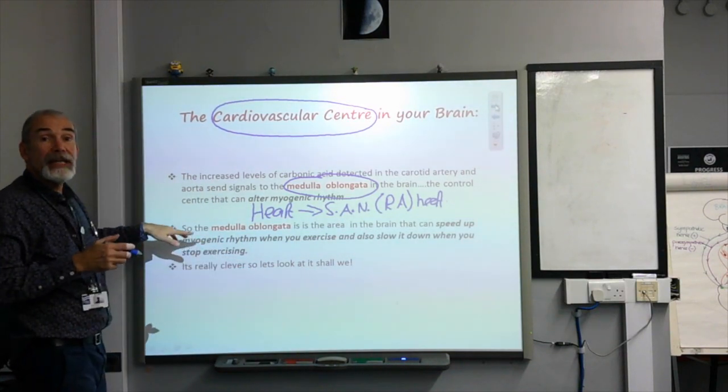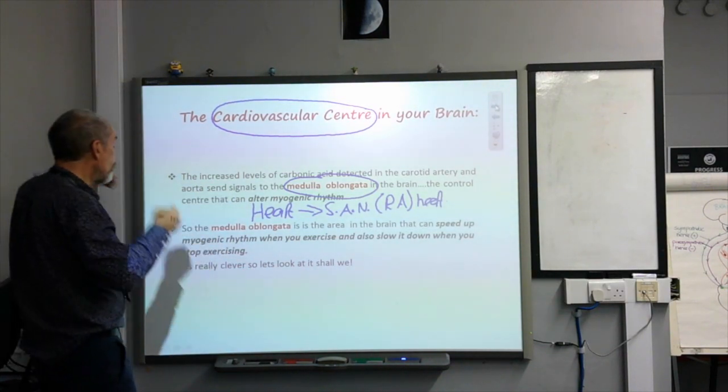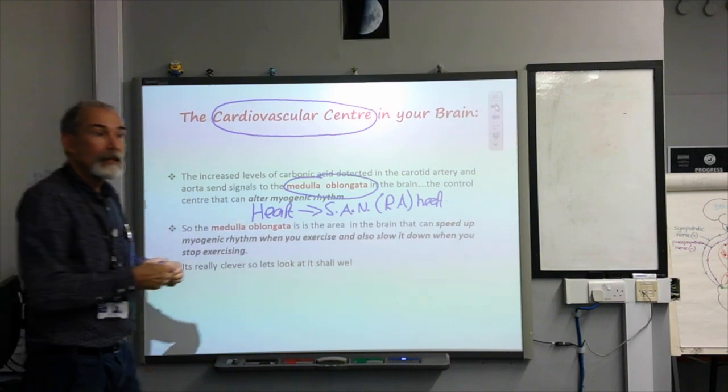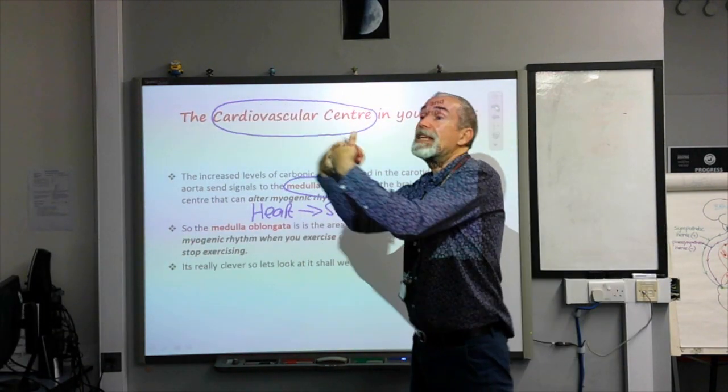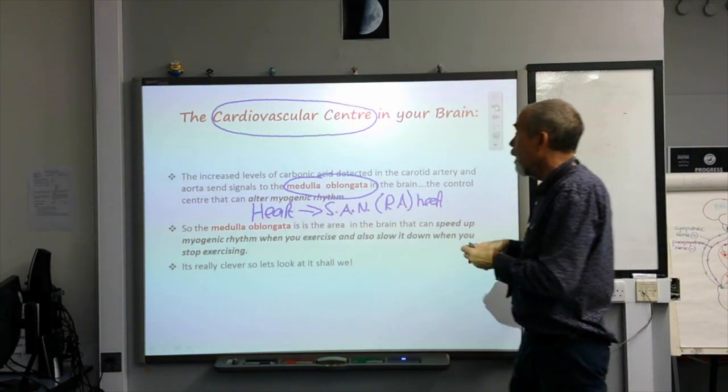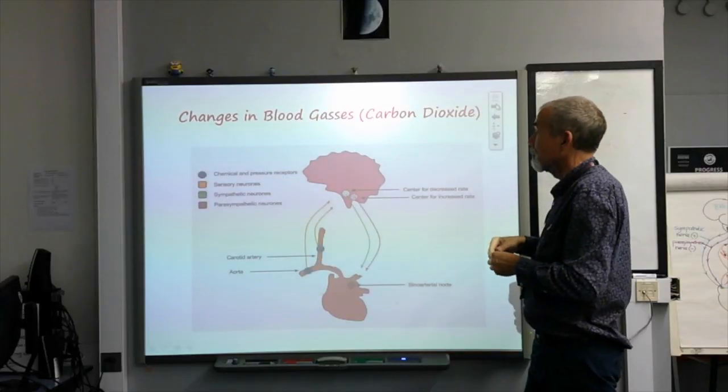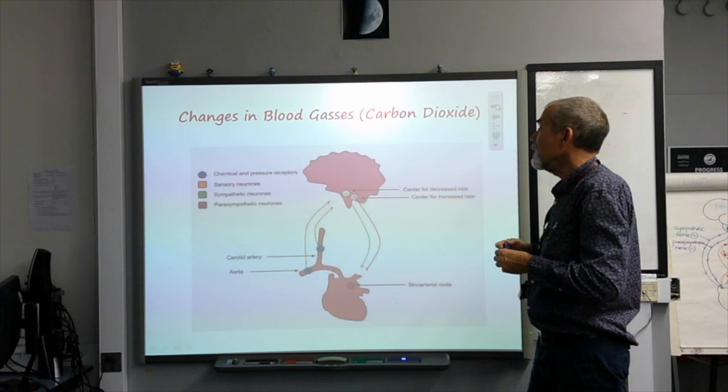So when the medulla oblongata is activated by all of these increases in information coming to it, it's basically going to get your myogenic rhythm to speed up. So in essence, it's going to get the myogenic rhythm in the heart to speed up. It's going to go tachycardic. It's going to speed it up increasingly. So let's just trace that out on here.